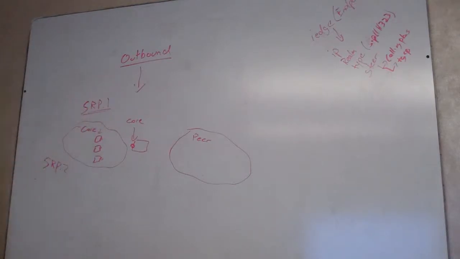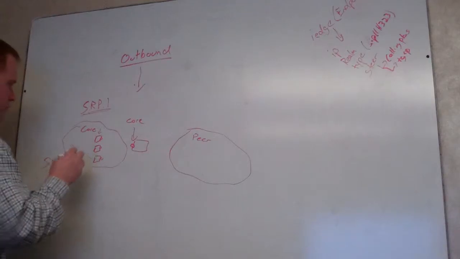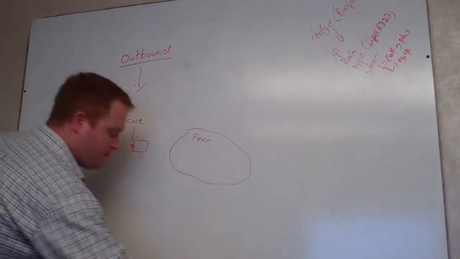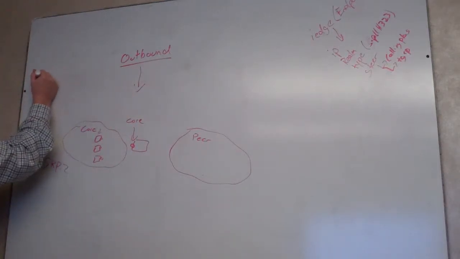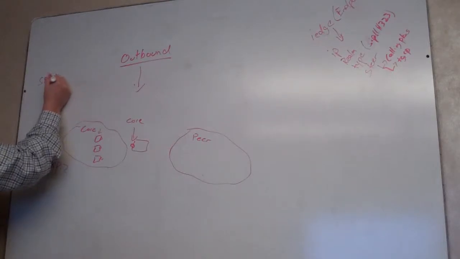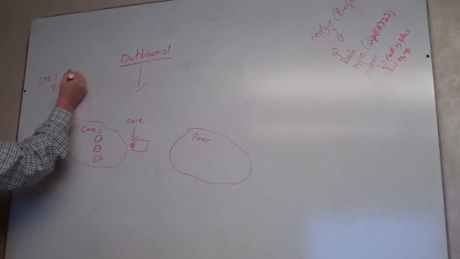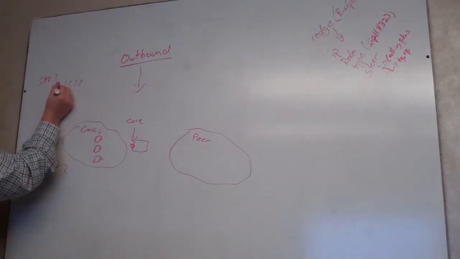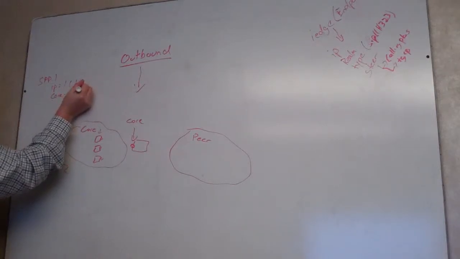So SRP1, we're going to create it. We're going to give it a static IP address. So we're creating it for SRP1. We're going to give it an IP address, and it's going to be equal to 1.1.1.1, right? So that's how you use the static command when you define the IP address in the CLI. We're going to put it on realm core-Comcast.